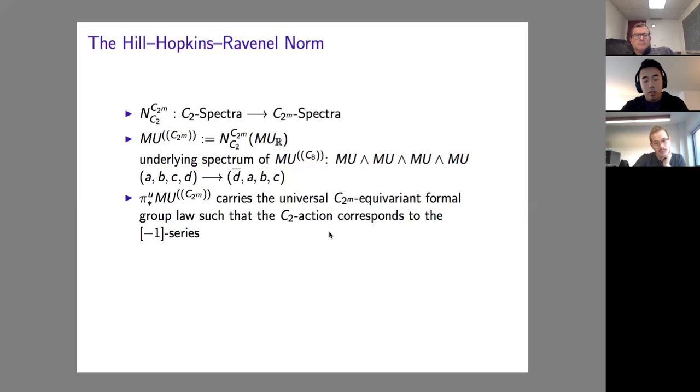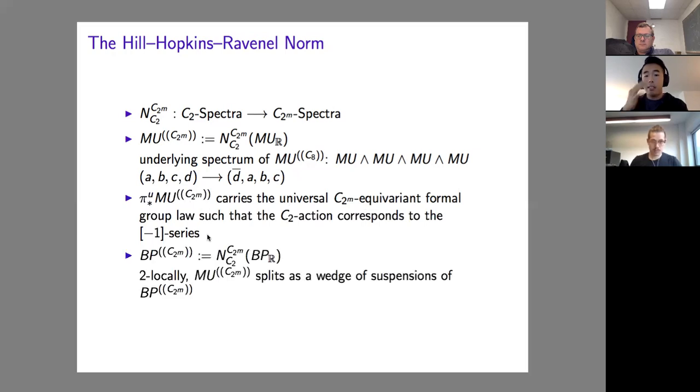All right, so if you take pi star of MU_G and look at its underlying homotopy groups, that has a G action on it. This underlying homotopy group, equipped with its G action, carries a universal property. More specifically, it carries the universal G equivariant formal group law such that the C2 action corresponds to the -1 series. So there's a universal property that's carried by the underlying homotopy groups.